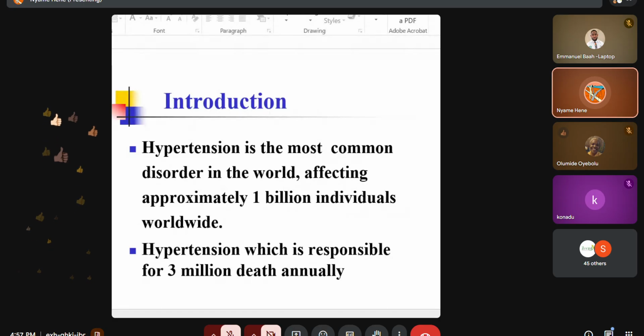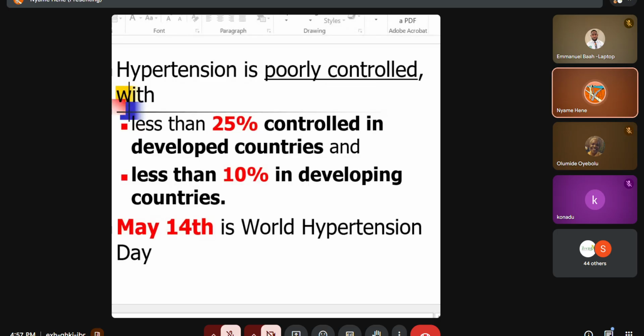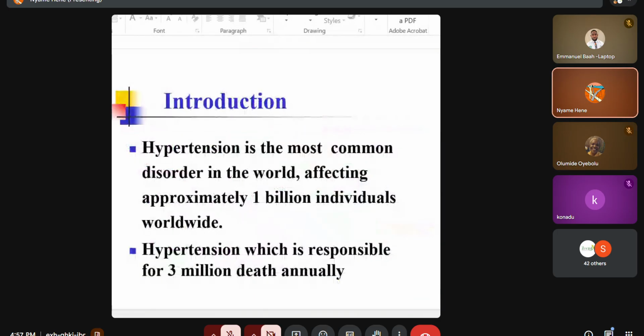So let's look at hypertension. We are just looking at hypertension. We are going to rush a bit on it because we have the basis already. So hypertension is what? Hypertension is basically talking about the heart and the what? And the blood vessels. When we talk about hypertension, it's basically the heart and the blood vessels.